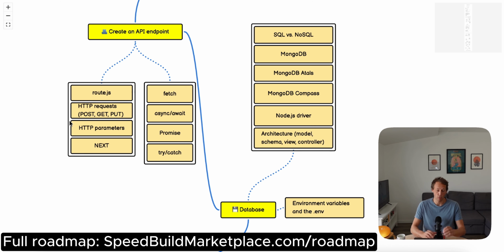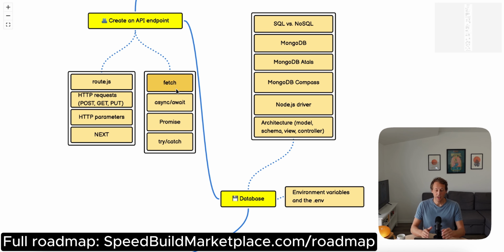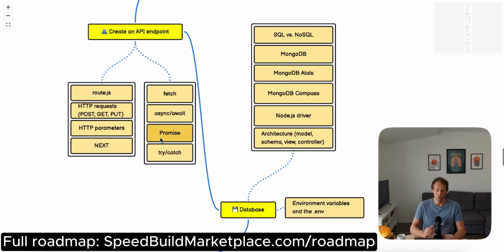So we will learn all about how to create API endpoints. That is all about route.js, HTTP requests, post, get, put, delete, and so on. What is fetch, async, await, what is a promise, try catch, and so on. That is important to know to be able to communicate well with the AI.